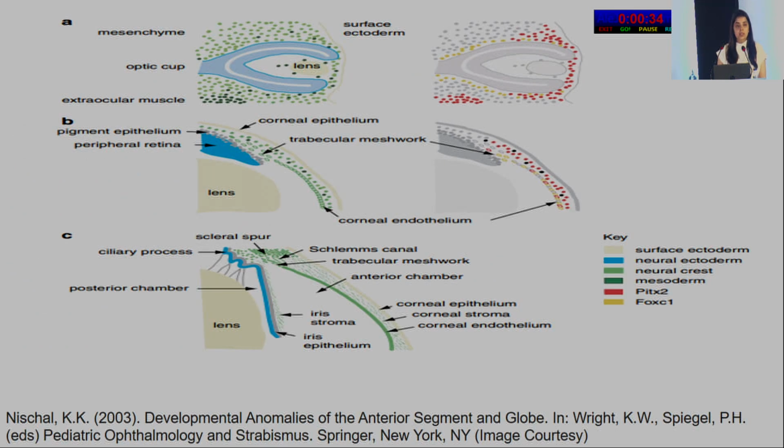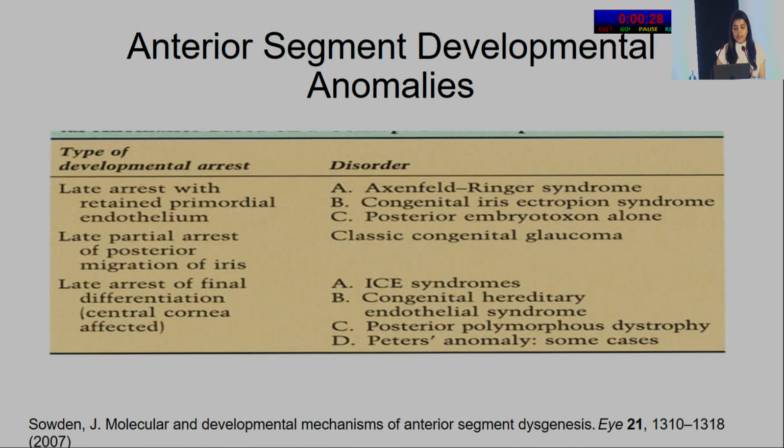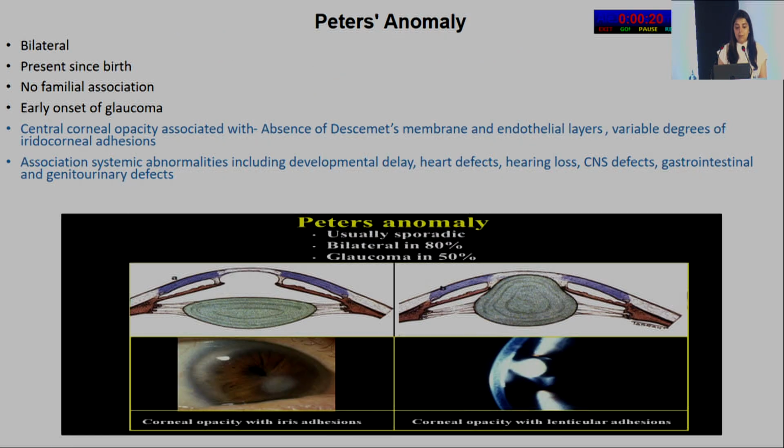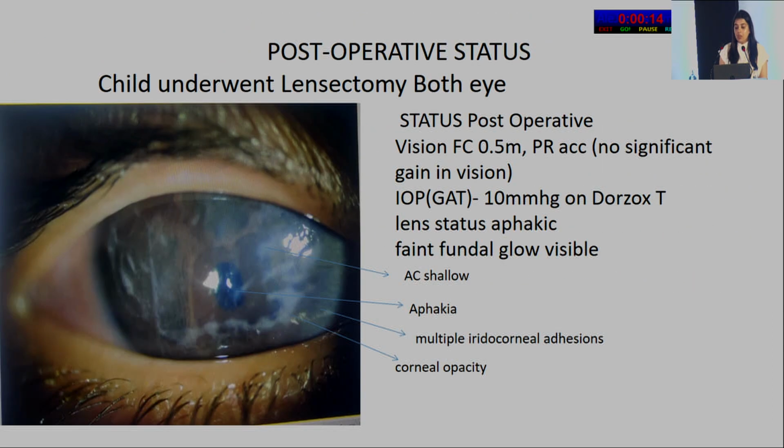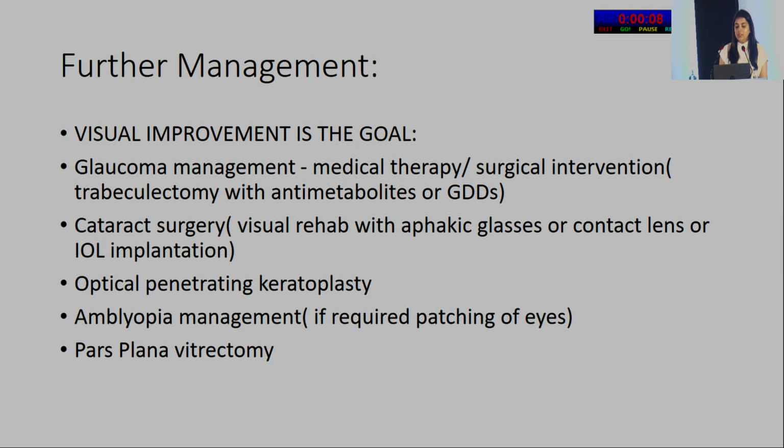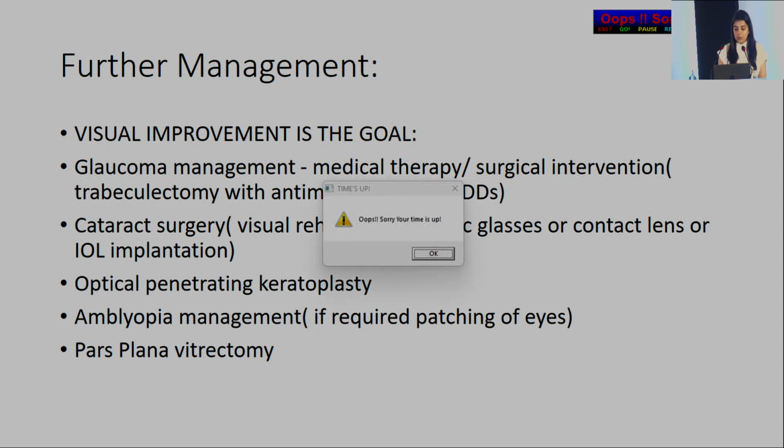As we all know, neural crest cells migrate, and if there is any premature halt in their migration, it leads to Axenfeld or Peters anomaly and other kinds of congenital anterior segment developmental associations. But this is a rare presentation. It does not fit into Peters or into Axenfeld-Rieger syndrome. So to manage this child, the only goal we had was that the child should get complete visual improvement. We started him on glaucoma management. Luckily, his pressures are being controlled on medical therapy. He's on Dorzox T. We did a cataract lensectomy with anterior vitrectomy, and further the child will be planned for optical keratoplasty.